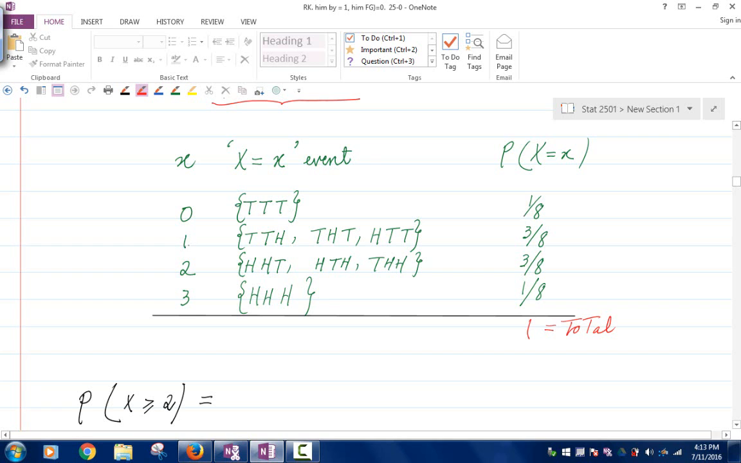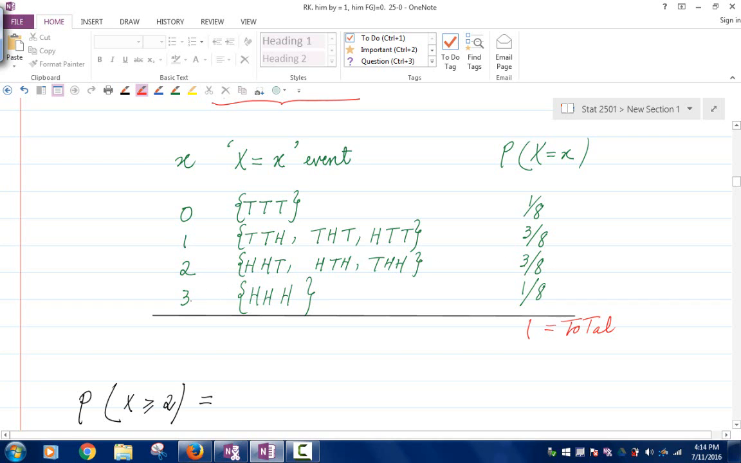If X is 1, then the corresponding event is the event of getting 1 head out of 3 flips. So the event is TTH, THT, HTT, and the probability that X is 1 then is 3 out of 8. If X is 2, then the corresponding event is the event that we get 2 heads in 3 flips. So the event is given by HHT, THT, THH, which is 3/8 again.